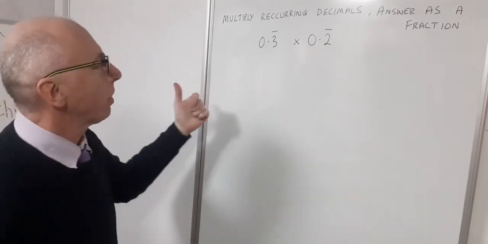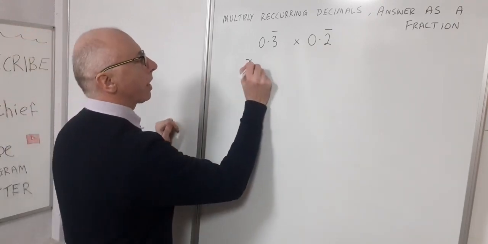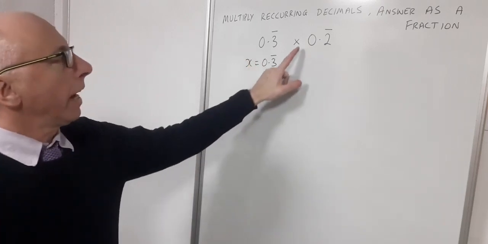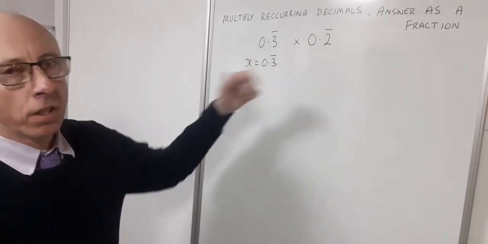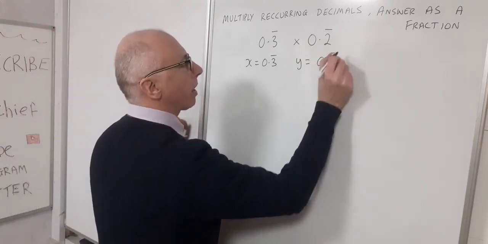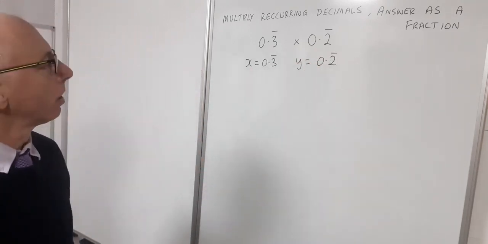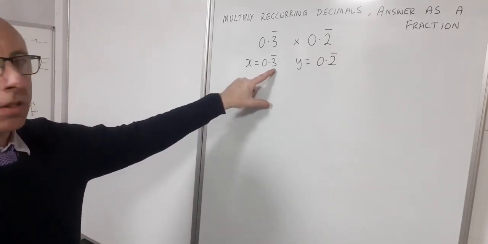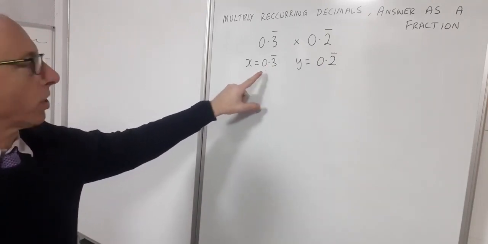So 0.3 recurring, let's set our x equal to 0.3 recurring, and this one we'll set our y to 0.2 recurring. So they can be our two variables. Okay, so now let's try and solve this into a fraction.